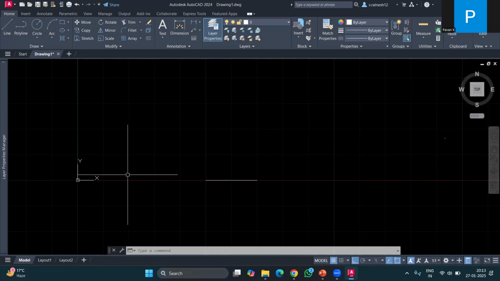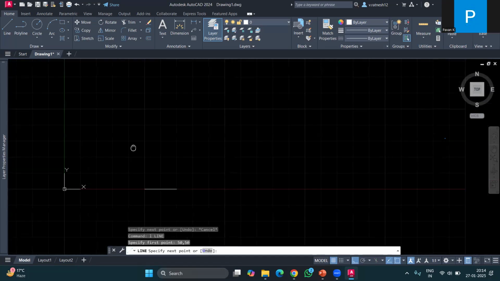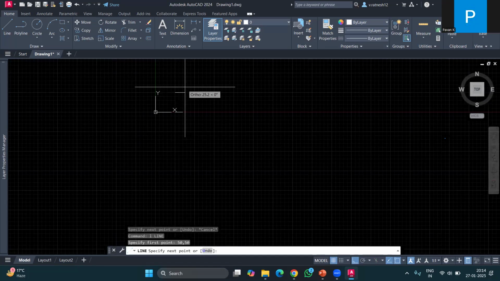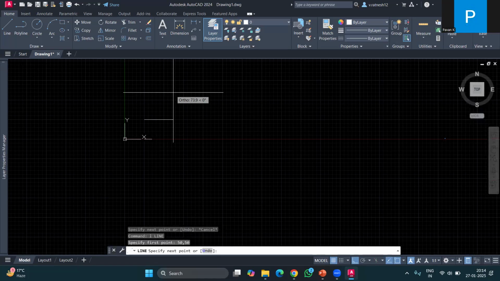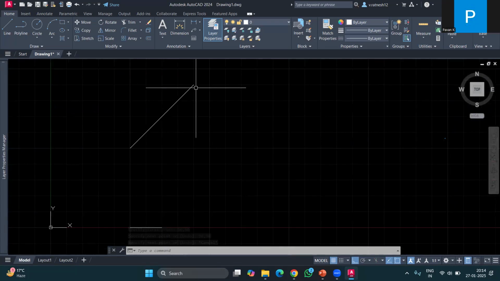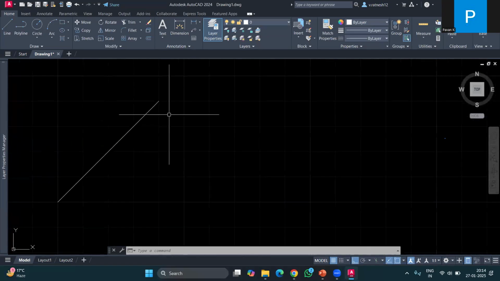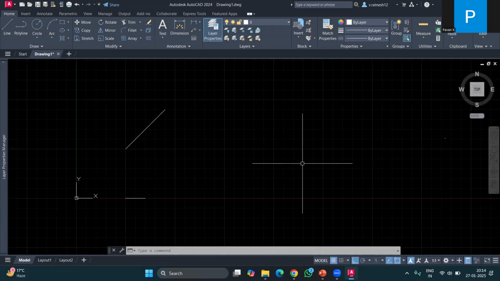Let's say you want to draw a line to 50 comma 50. First it will be just a point. And again, if you give a value like 90 comma 90, it will now be an inclined line. This is the 50 comma 50 coordinate, and this one is 90 comma 90. So this is called the absolute coordinate system.